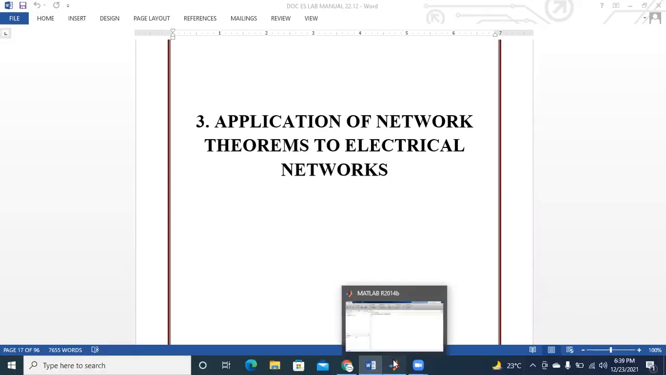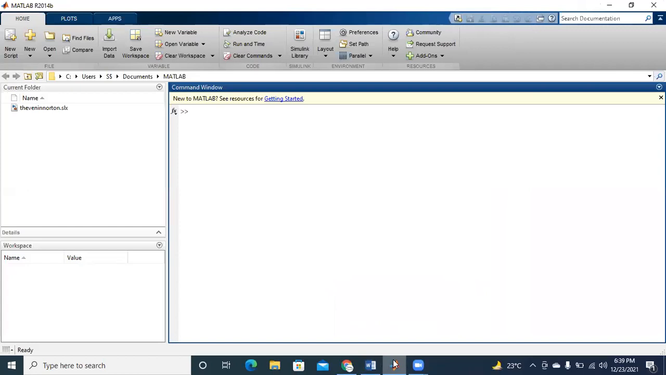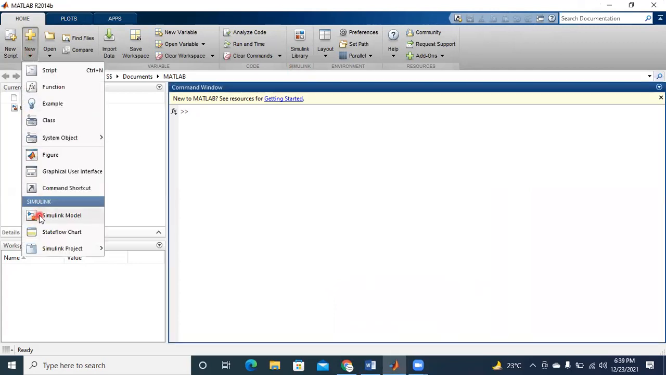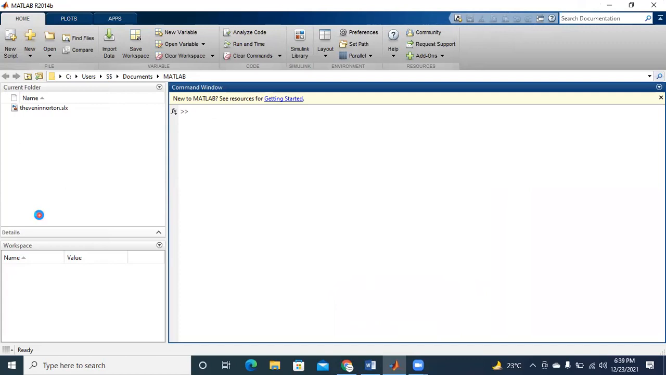So we know that this is our MATLAB window. Here I just want to do the simulation of the circuit, which is provided through your Simulink model. So I just go in for the Simulink model. Once the Simulink model window pops up, you can go to the browser for selecting the elements.